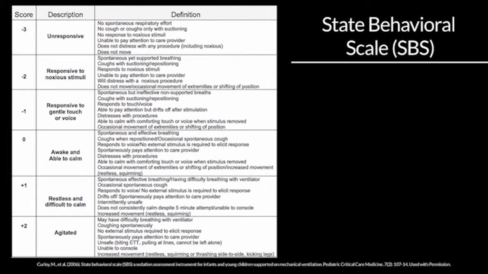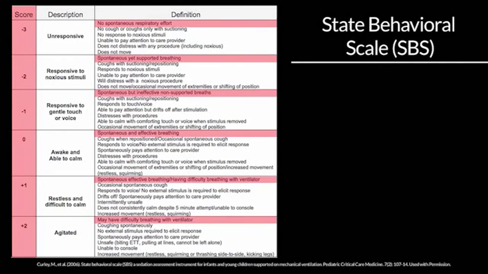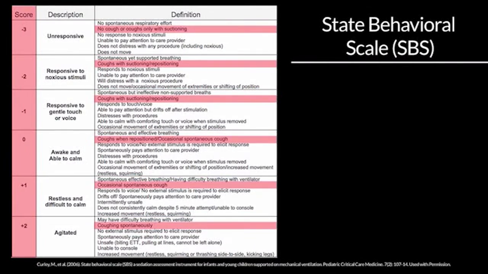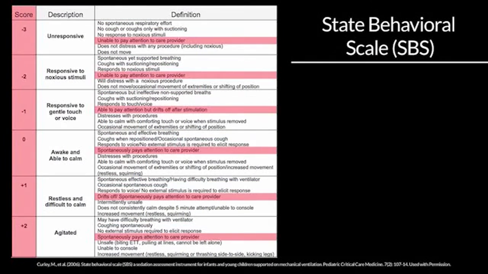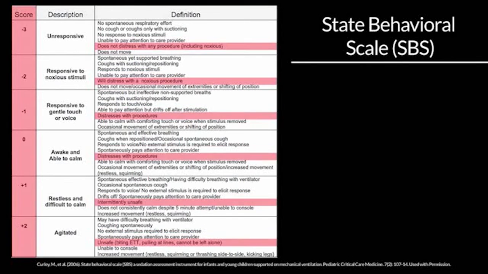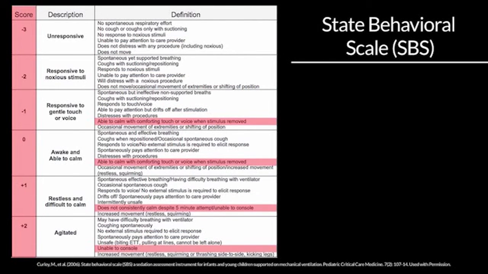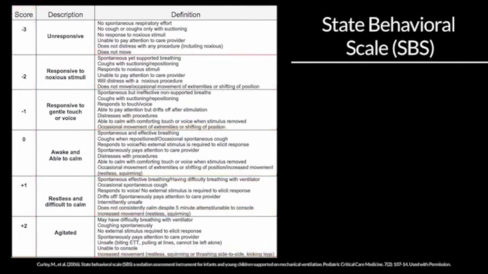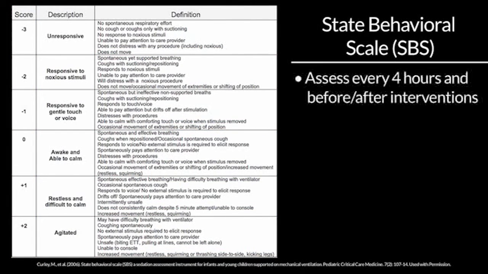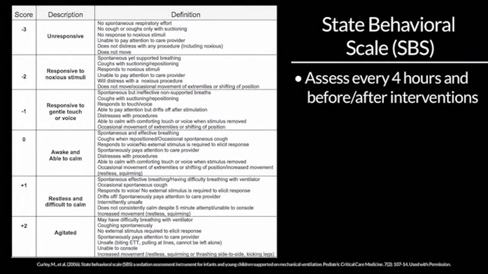It looks at different behaviors of the patient, and you can assess on a scale of -3 to +2 basically what the patient's respiratory drive is, whether they're coughing against the tube, whether they're having a response to stimulation, if they can be attentive to you, how they're tolerating cares, whether they're consolable, or whether there's a lot of movement going on. The SBS is assessed a minimum, just like pain, every 4 hours and before and after intervention.